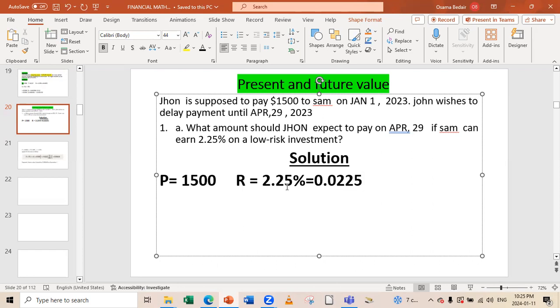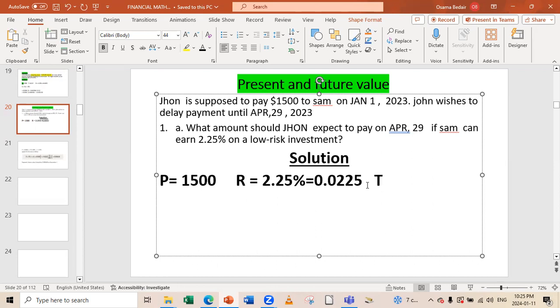It's exactly because we move the decimal point. We have it here as a percent, so we move it two digits to the left. We put 0, then the decimal point, then 0225. Like I said before, this figure is the same as this figure. If you cannot do it, just do it with the calculator, 2.25%.